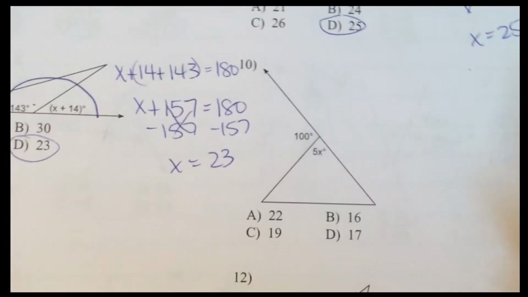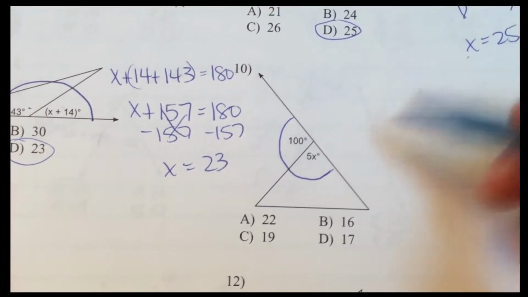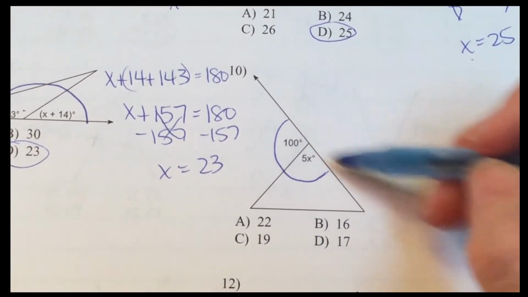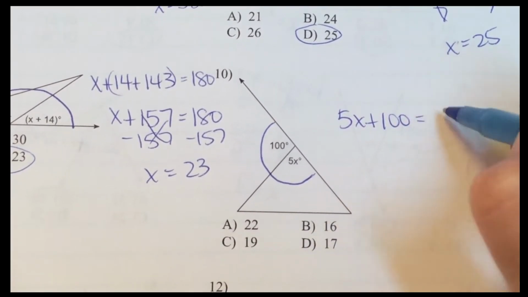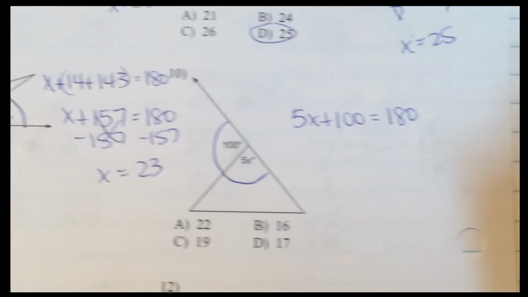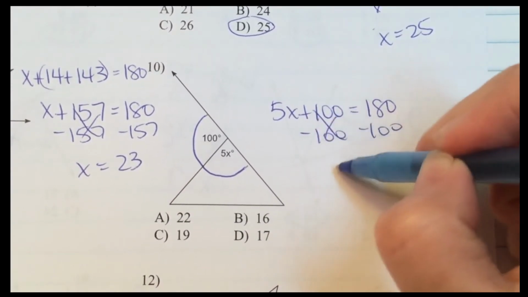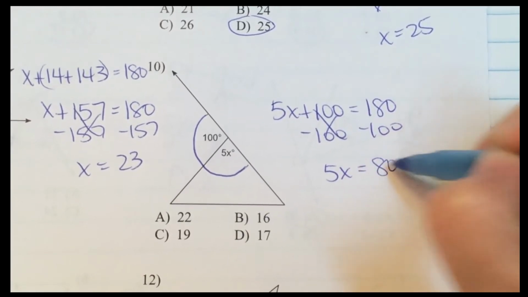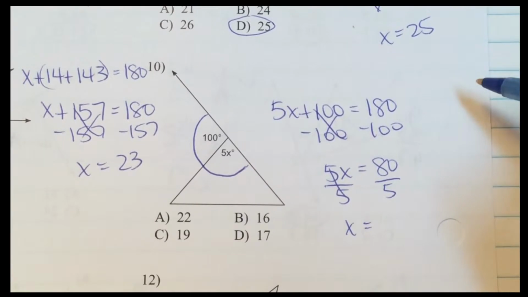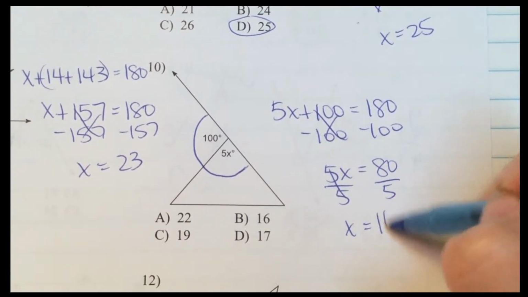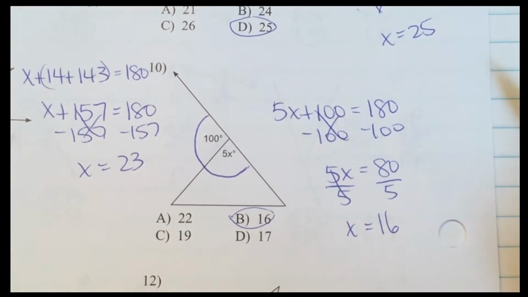All right, number 10 is supplementary as well. They're side by side and they create a straight line. So I have 5x plus 100 equals 180. I'm going to subtract 100. Then I'm going to divide by 5. And 80 divided by 5 is 16. So number 10 is 16.